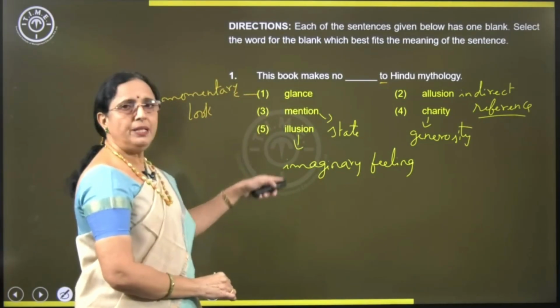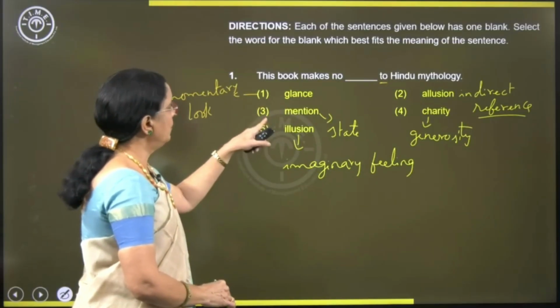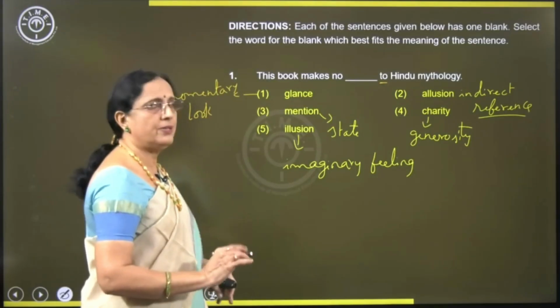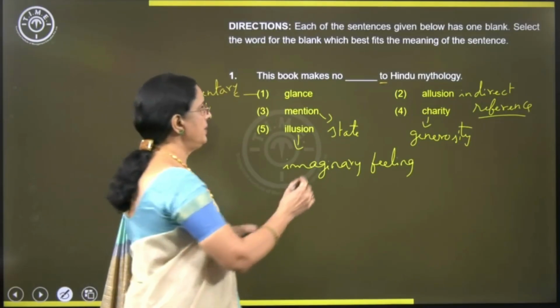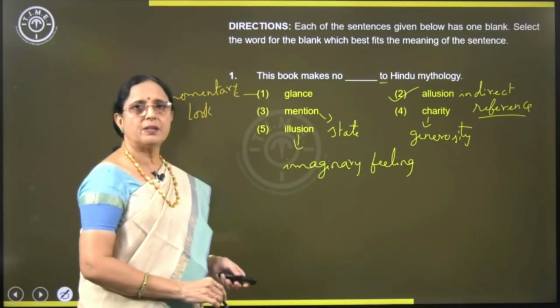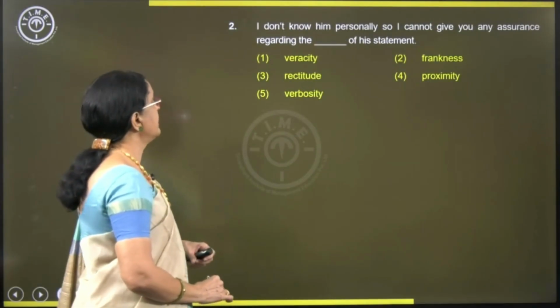Now, with the meanings in your mind, read the question again. This book makes no allusion to Hindu mythology, no reference to Hindu mythology. See, we got the word reference and here you have indirect reference. All the other words do not make sense here. Is that clear? Second sentence.